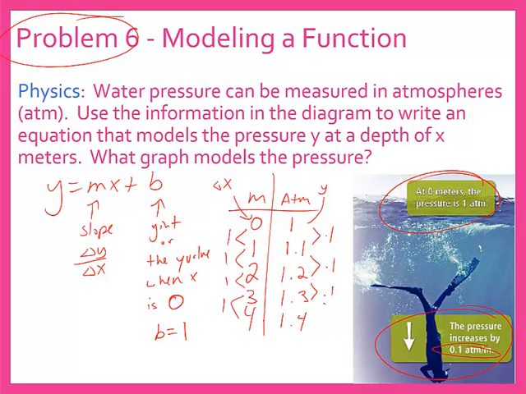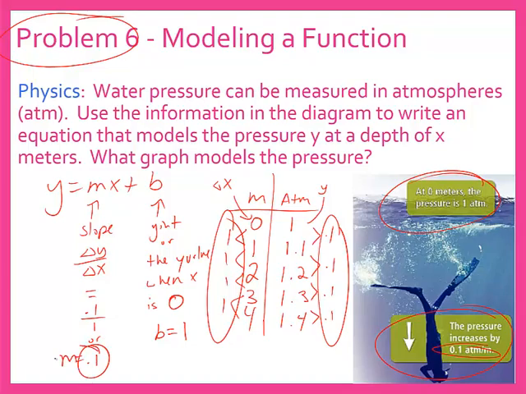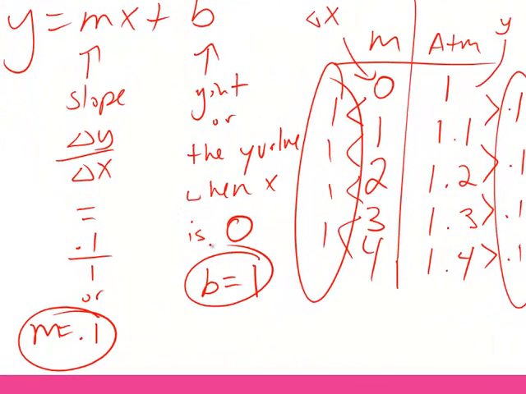0.1, 0.1, 0.1. So the change in y divided by the change in x is going to be 0.1 divided by 1, or it's just going to equal 0.1. So m equals 0.1 and b equals 1. So let's go ahead and just squeeze that down here real quick. y is going to equal mx plus b, but instead of m, what number do we put? We put 0.1. Good. So 0.1x. And instead of b, we're going to put 1. So plus 1.